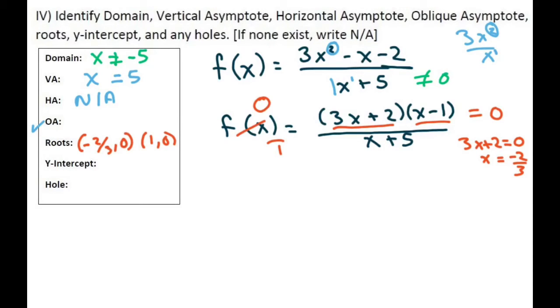All right, your y-intercept is where you plug in 0 for x. So if I plug in 0 in all of these x's, I'm just going to get negative 2 over 5. So that's negative 2/5. There are no holes because there's nothing to cross out. There's no binomials to cross out. And so that's an N/A.